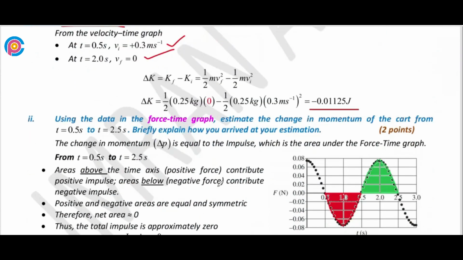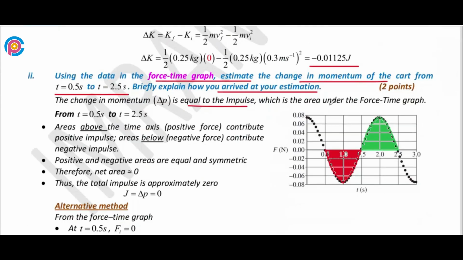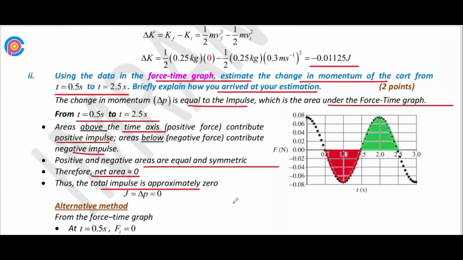Now, using the data of the force-time graph, estimate the change in momentum of the cart from 0.5 to 2.5 seconds. Briefly explain how you arrived at your estimation. The change in momentum is equal to the impulse, which is the area under the force-time graph. From 0.5 to 2.5, the area above the time axis gives positive force and contributes positive impulse. The area below contributes negative impulse. Positive and negative areas are equal and symmetric, as you are seeing in this red and green. Therefore, the net area is equal to 0. The total impulse is approximately 0, so the change in momentum is equal to 0.